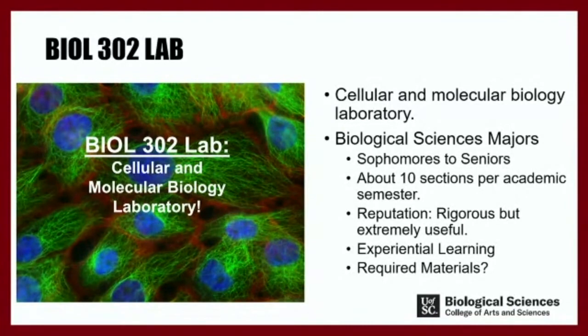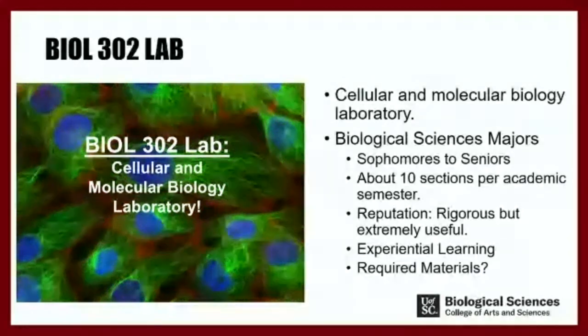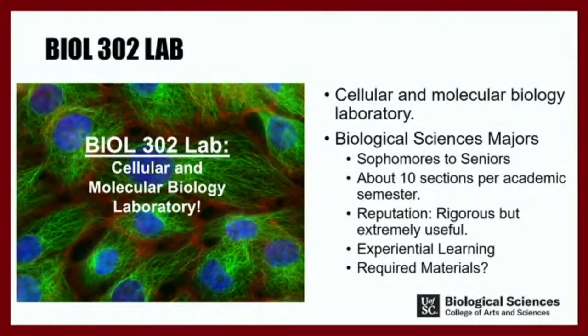We can see students ranging anywhere from the sophomore level to seniors, so we have a wide range of students in terms of knowledge they may be coming in with already when they start to take this course. We tend to offer about 10 sections of this class per academic semester, and each of these sections can house about 24 students. So we're reaching about 250 students a semester or so with these particular lab sections.